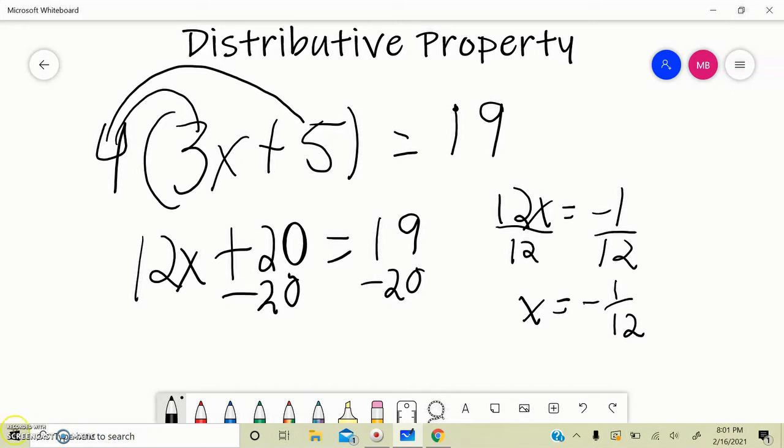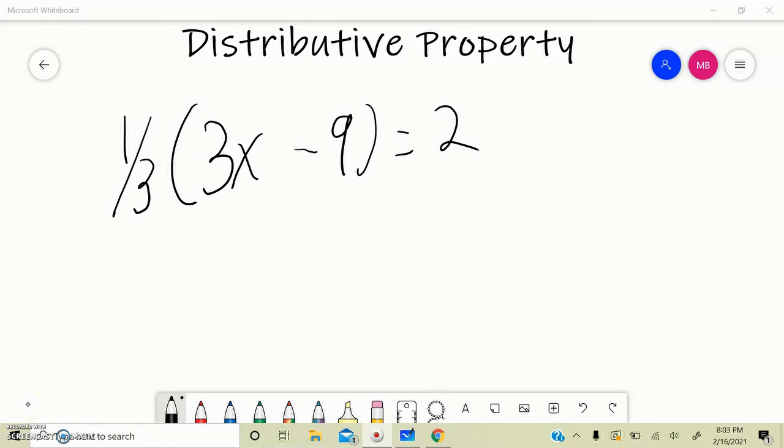Lastly, what we're going to take a look at is if we have a fraction on the outside of the parentheses. The last thing we're going to take a look at with the distributive property while looking at equations is with a fraction on the outside. So I now have 1/3 on the outside of the parentheses with 3x minus 9 on the inside, and all of that is equal to 2.